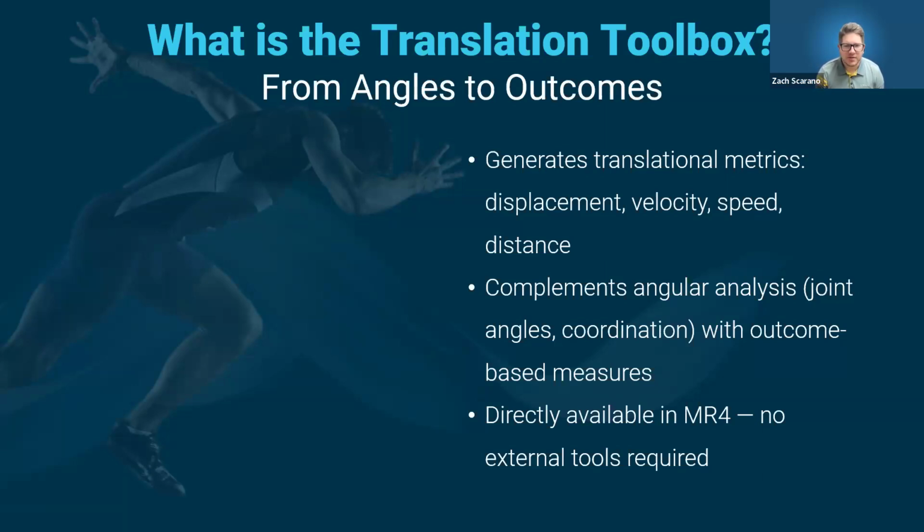And of course, that information is valuable, but often users want outcome metrics. How far did someone move? How fast did they run? How high did they jump? And the Translation Toolbox provides access to those translational metrics: displacement, velocity, speed, distance, all directly within the MR software. And so this bridges the gap between the technical biomechanics and these outcome-based measures that are immediately relevant for researchers as well as clinicians and coaches and patients and athletes.